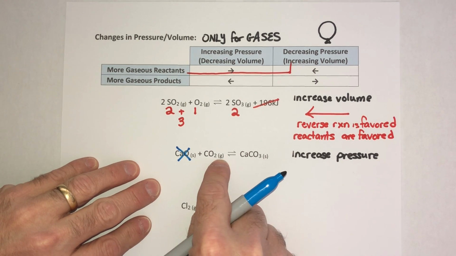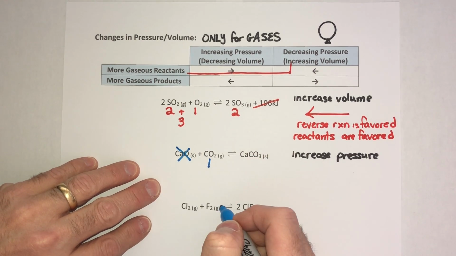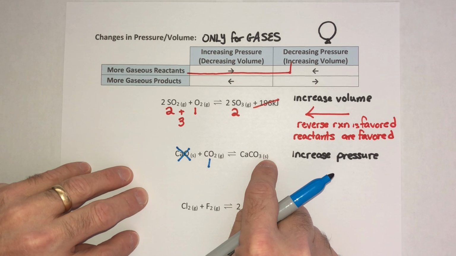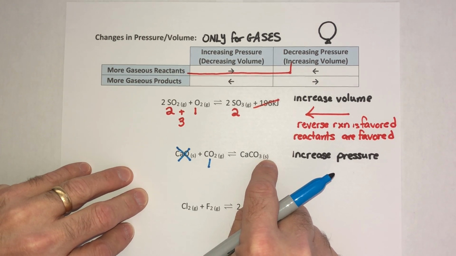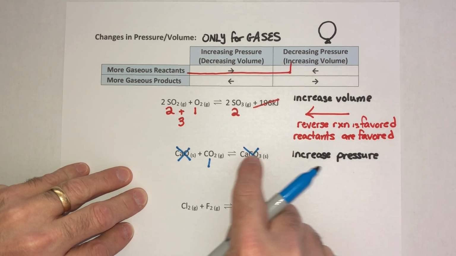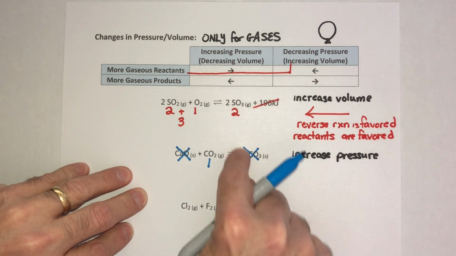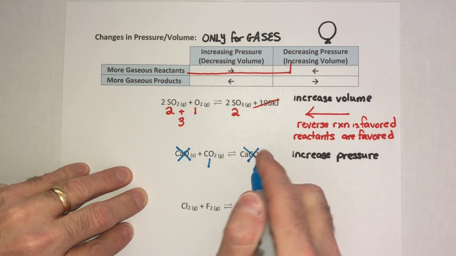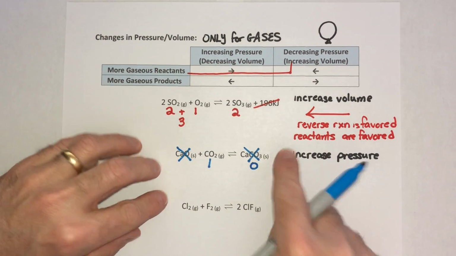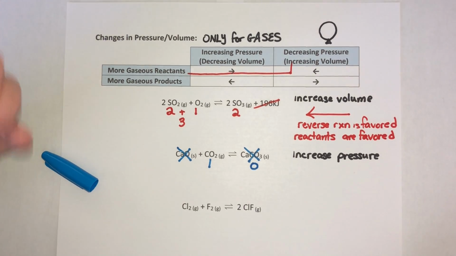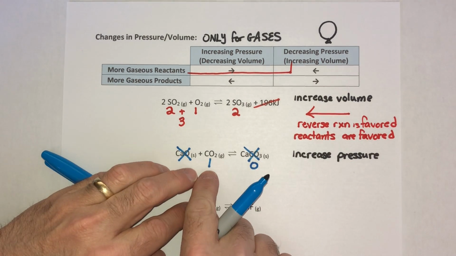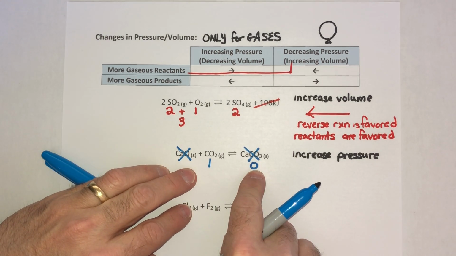So I've got a CO2 gas, that's a gas, and I've got one of them. Over here on the product side, I've got a calcium carbonate, which is a solid. For pressures and volumes, solids don't count, so that doesn't count. So that was my only product. If that's my only product, how many gases do I have on the product side? I have 0. On the product side, do you have any gases being made? None. So this one here, you're going from 1 gas reactant to 0 gas products. You have mostly gas reactants and very few gas products.